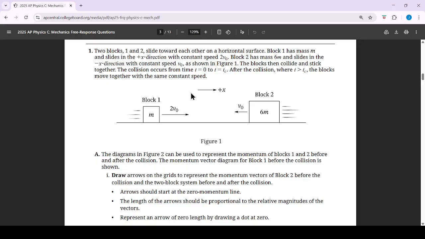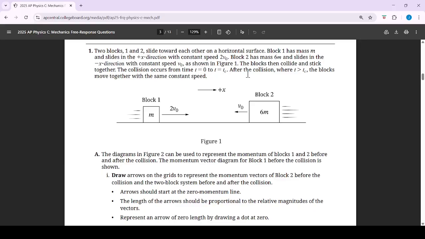The collision occurs from the time t0 to t sub c. They're recognizing t sub c as the time of the end of the collision. So clearly this is headed into an impulse problem because we're talking about the time of collision.